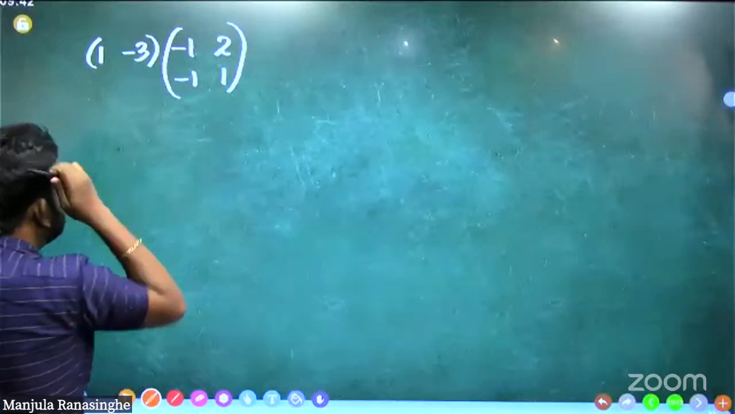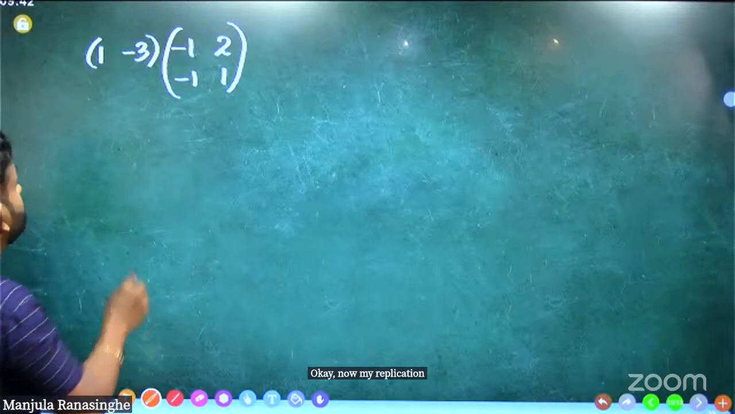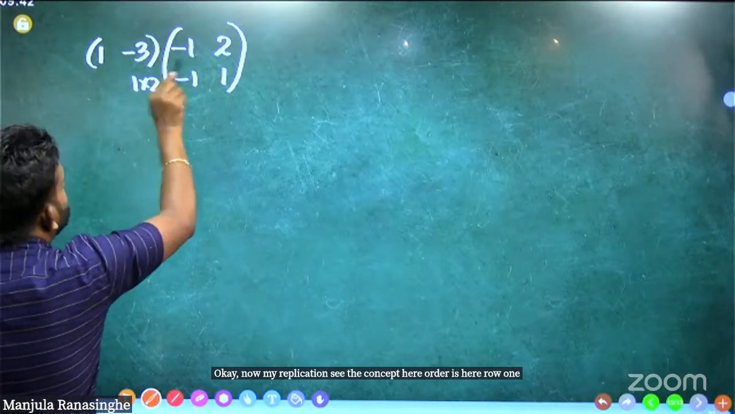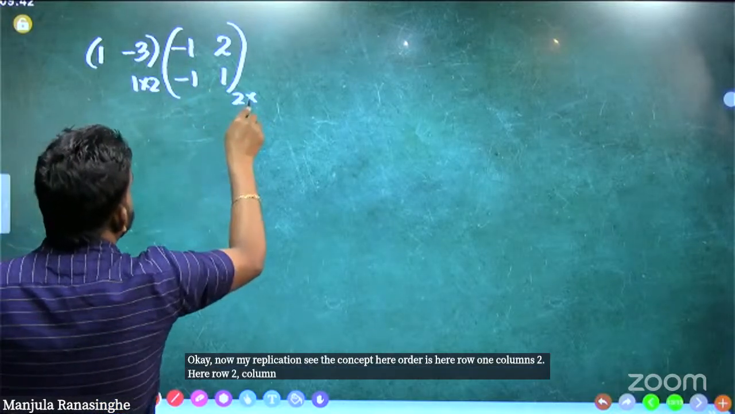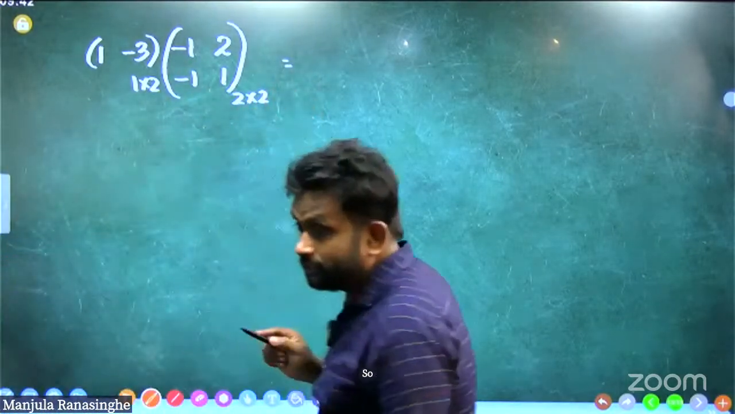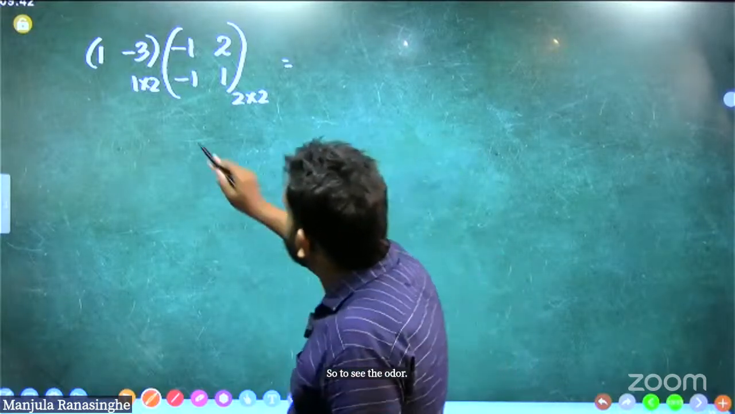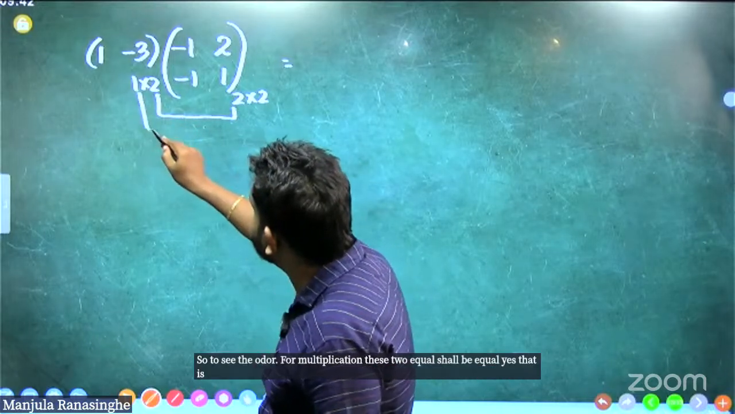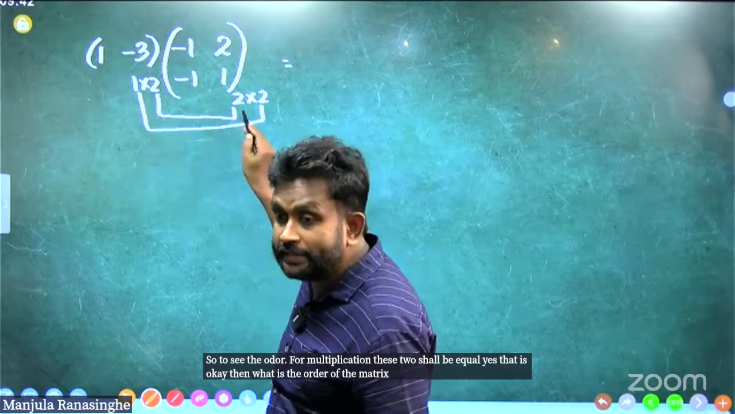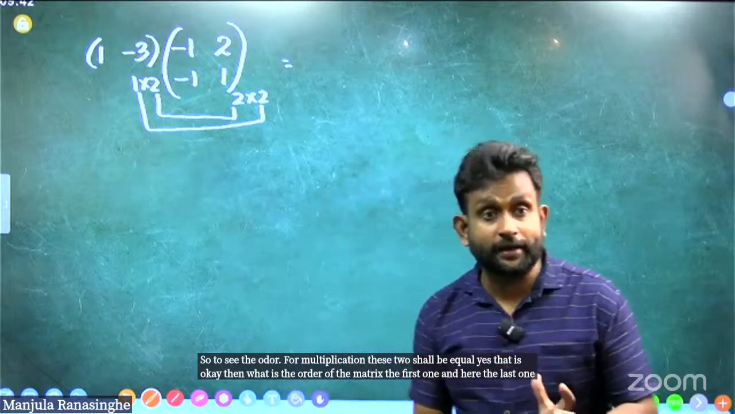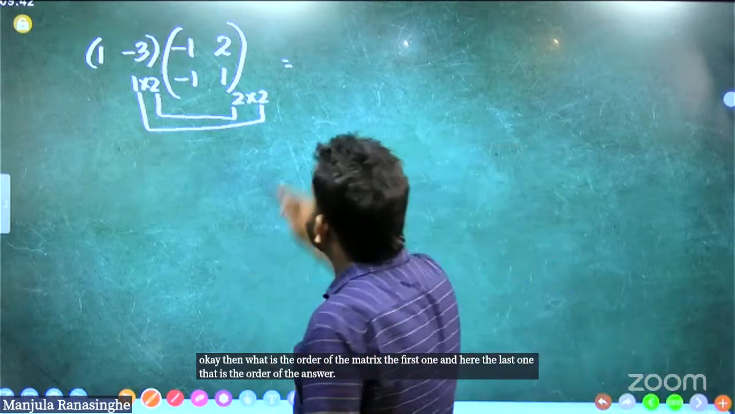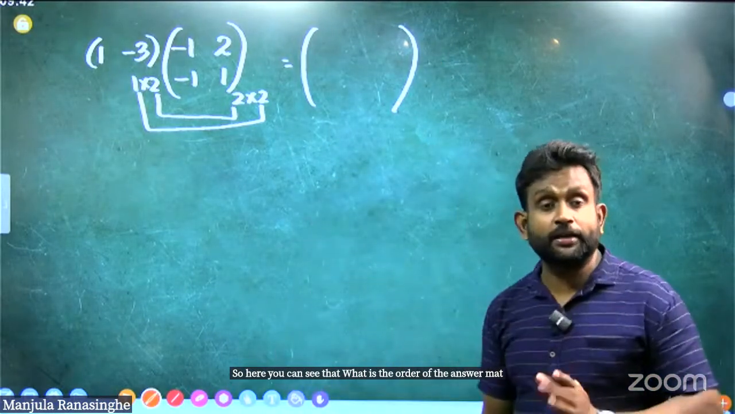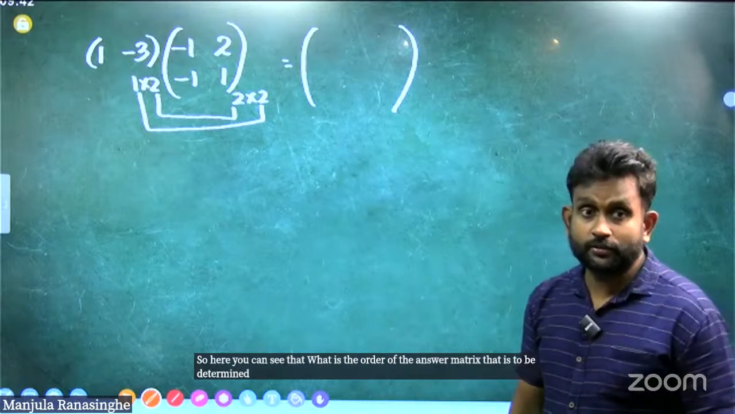Now multiplication. See the concept. Here the order is row 1, columns 2. Here row 2, columns 2, so 2 by 2. For multiplication, these two must be equal. Then what is the order of the answer? The first one and the last one. You should determine the order of the answer matrix before you reach the final answer.